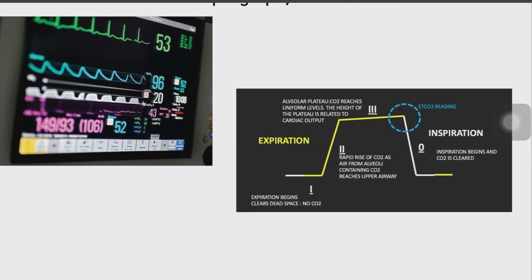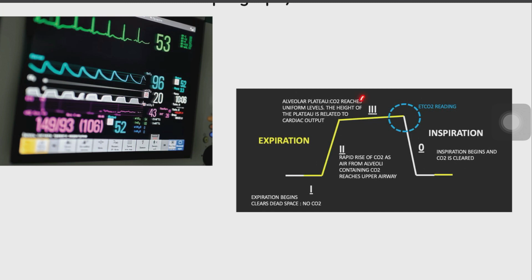To see the basics, we'll study the capnographic wave. We have 4 phases in the capnographic wave. The first phase you see is a flat line. This is exhalation of dead space gases. The second phase is an upstroke. This is the sharp rise in CO2 concentration during expiration.